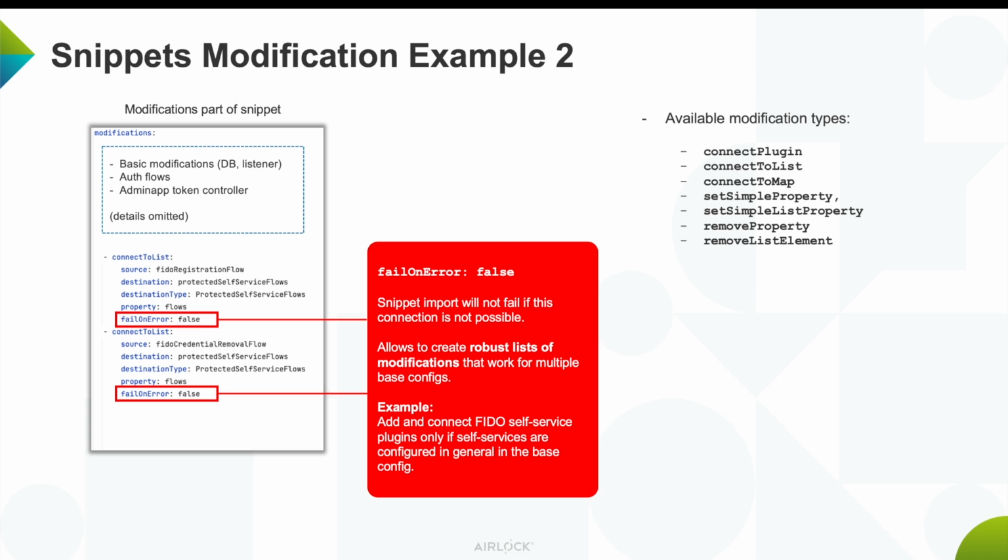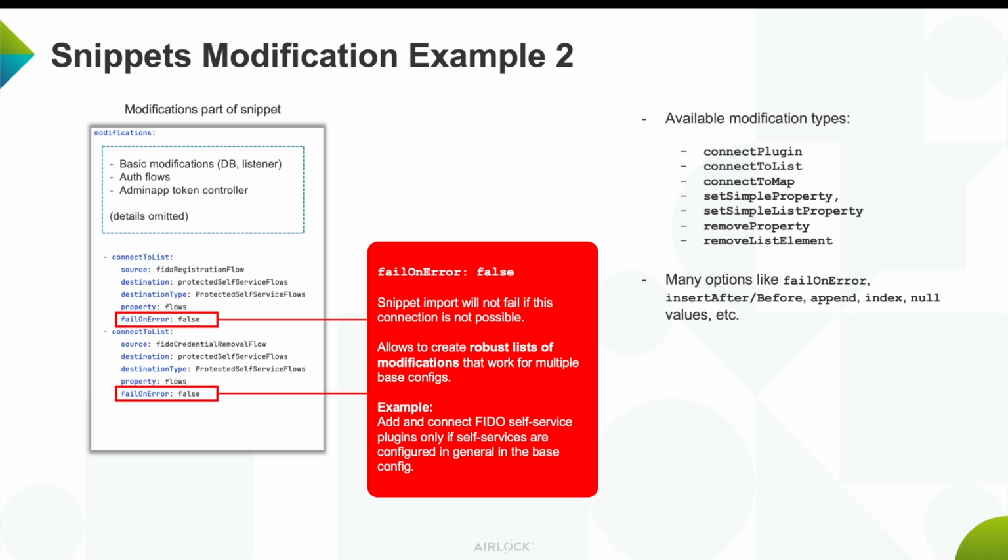The following types of modifications are available in IAM 8.6. The first three are about connecting plugins to plugin properties, lists, and maps. setSimple property and setSimple list properties are used to add or change simple properties such as strings, booleans, numbers, or alike. This covers all property types that are not plugins.